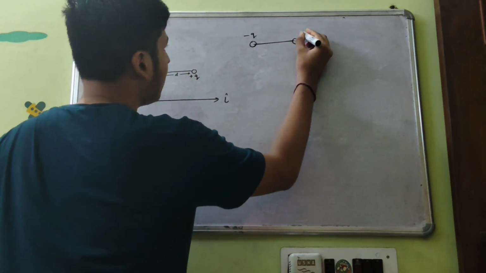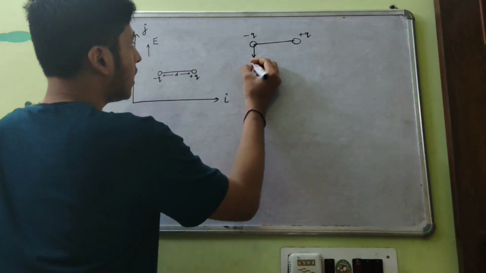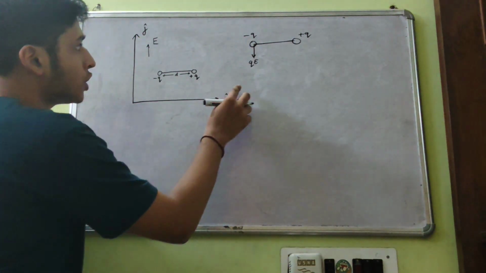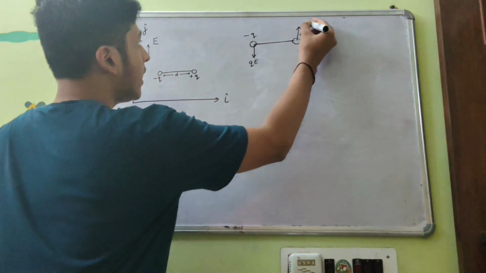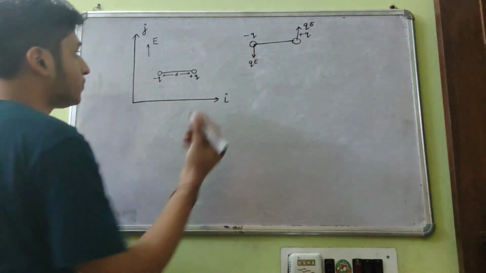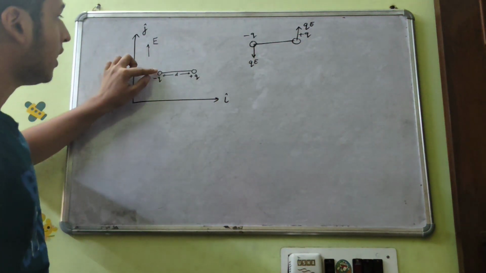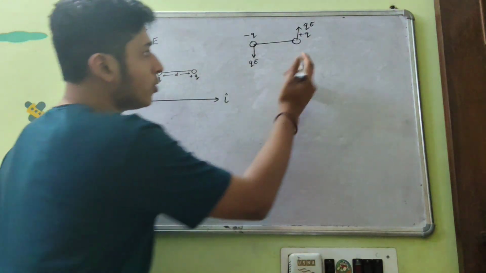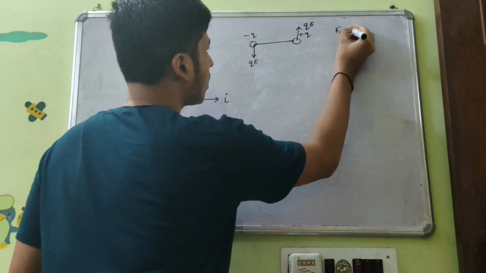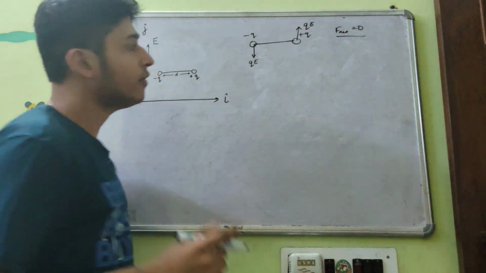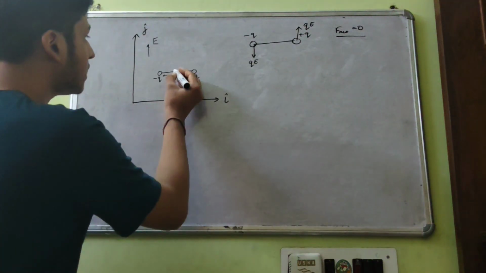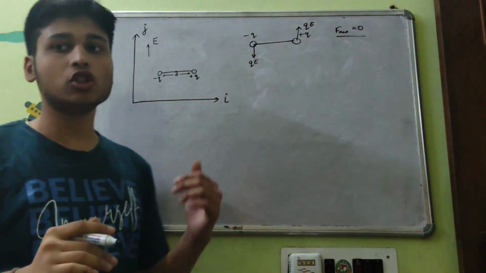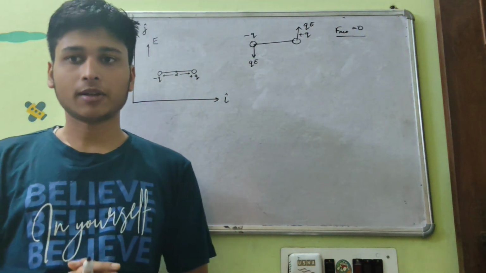will apply force in downward direction on QE and upward direction on this. Here the force will be QE downwards and here the force will be QE upwards. So the net force is 0. So the center of mass will not move. The center of mass will stay exactly here. It will not deflect towards j cap. So option A is incorrect.